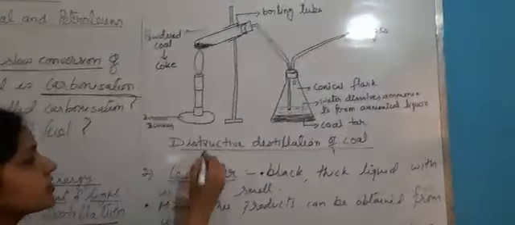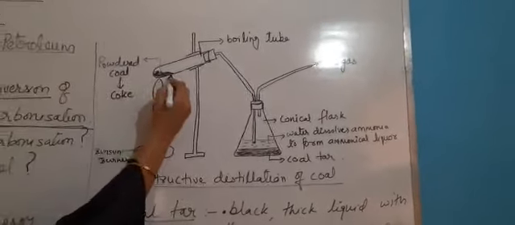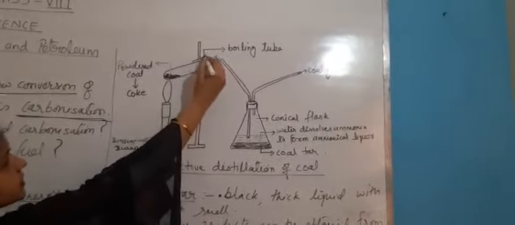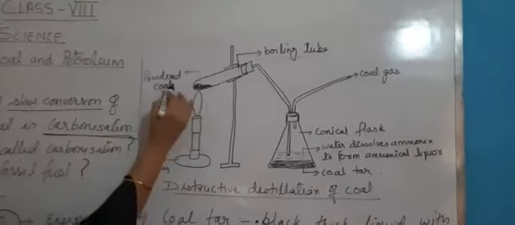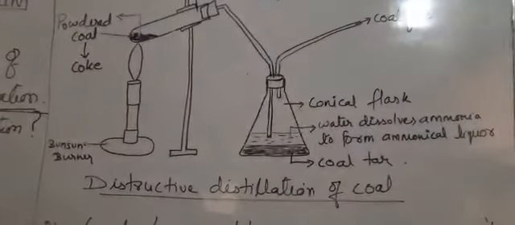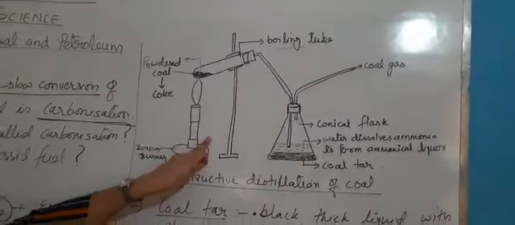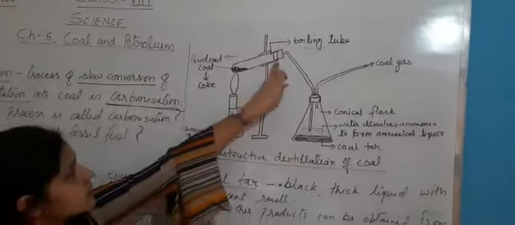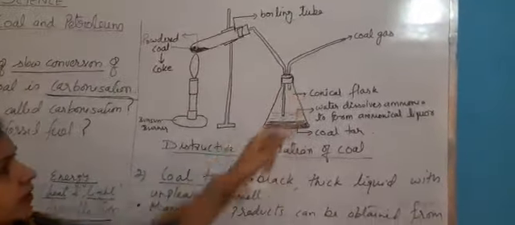Here I have made the diagram of destructive distillation of coal. Here, this is called a boiling tube. In the boiling tube we have taken coal, and we will heat it with the help of the Bunsen burner, which we get in the laboratory. This boiling tube is connected with one more tube, which is connected with the conical flask.